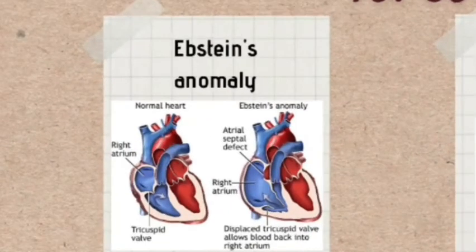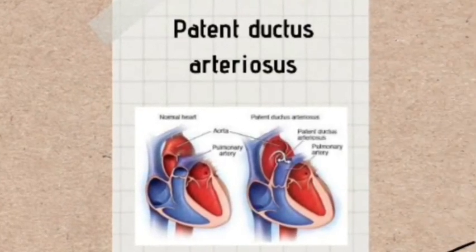The third type is Ebstein anomaly. Ebstein anomaly is a rare form of congenital heart disease where the valve on the right side of the heart, which is the tricuspid valve, which separates the right atrium and the right ventricle, doesn't develop properly. This means blood can flow the wrong way within the heart, and the right ventricle may be smaller and less effective than normal.